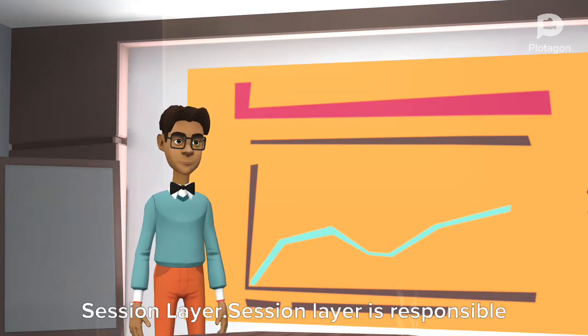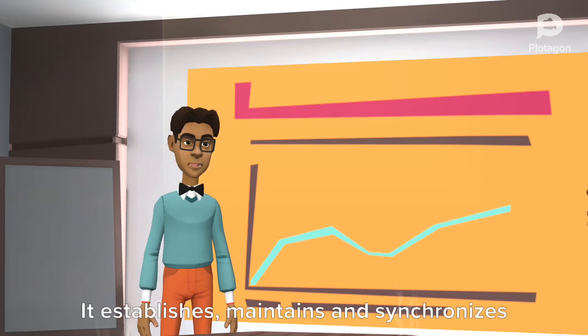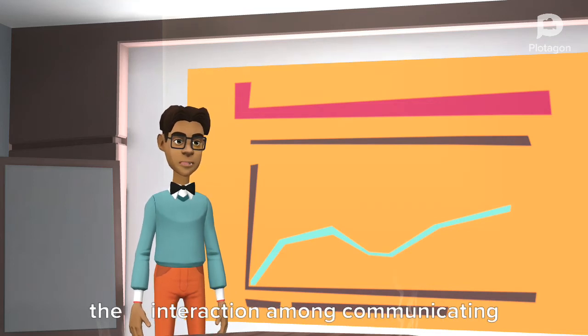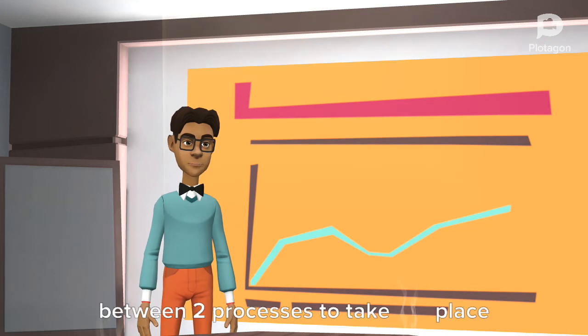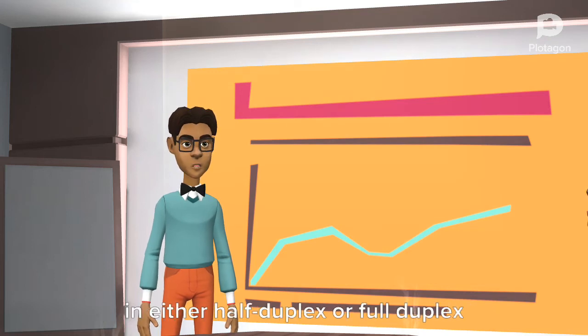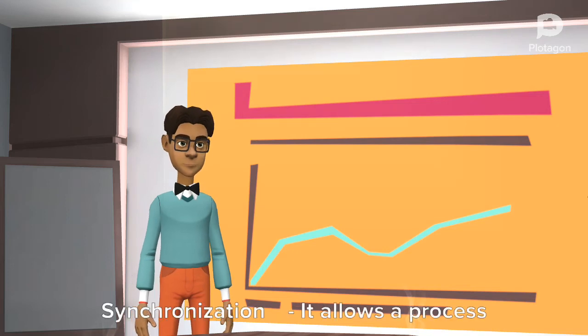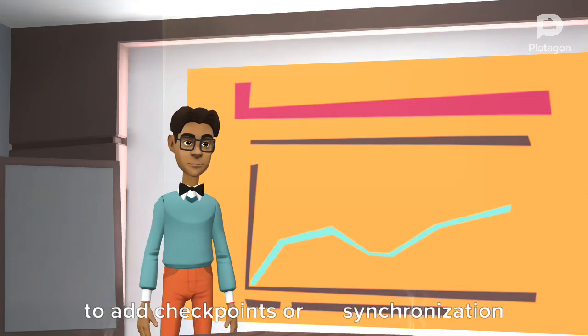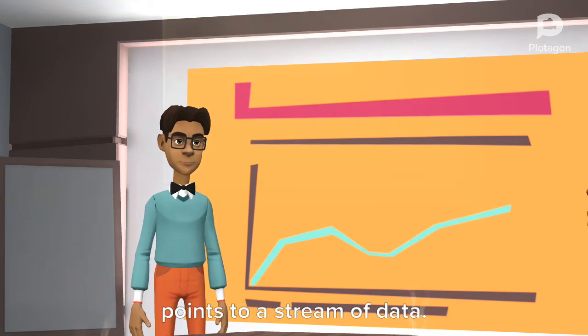Session layer. The session layer is responsible for dialogue control and synchronization. It establishes, maintains and synchronizes the interaction among communicating systems. 1. Dialogue control. Communication between two processes takes place in either half-duplex or full-duplex mode. 2. Synchronization. It allows a process to add checkpoints or synchronization points to a stream of data.